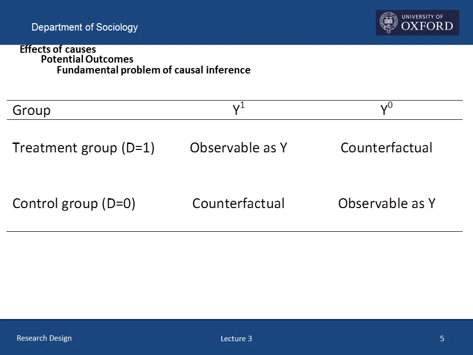In any actual experiment, only 2 of the cells are observed. These are the potential outcomes in the treatment state for those that are actually assigned the treatment, and the potential outcome in the control state for those that are actually assigned to the control state. The other 2 cells are not observed. They are ex post as well as ex ante counterfactual.